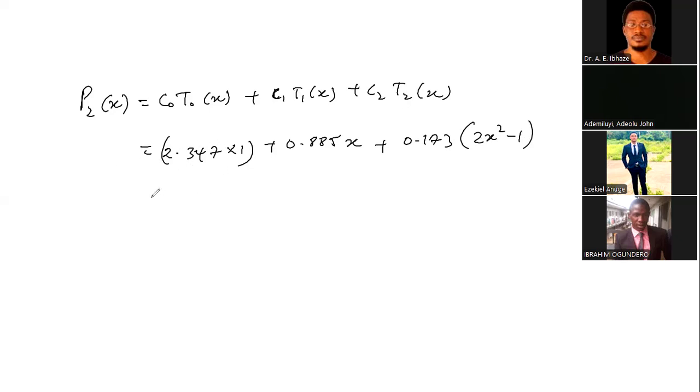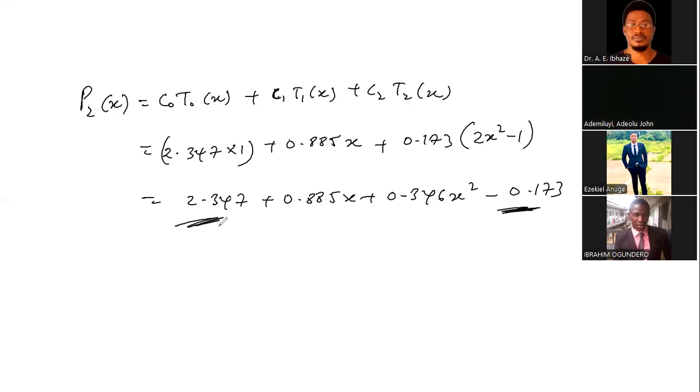So we can now open this up. That'll be 2.347 plus 0.885x. So this times this, that will be plus 0.346x squared minus 0.173. So we can subtract this from this, and then we're going to have 2.174 plus 0.885x plus 0.346x squared.